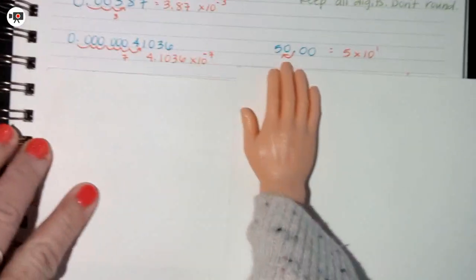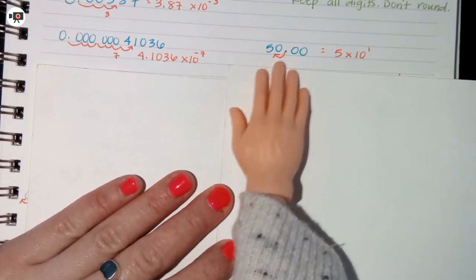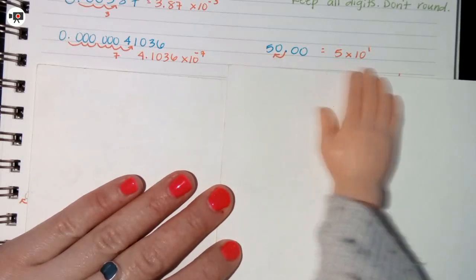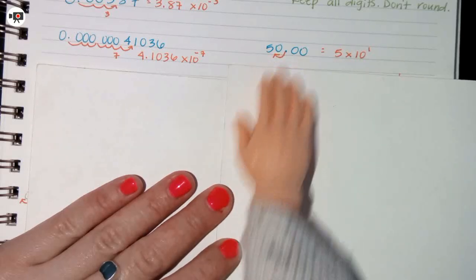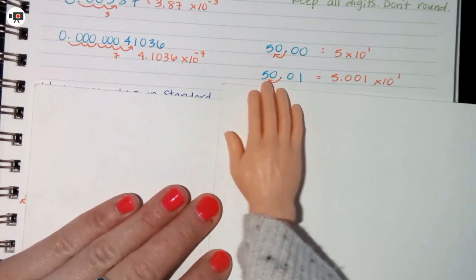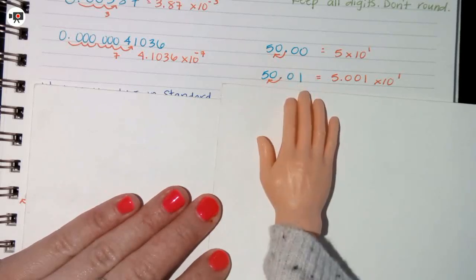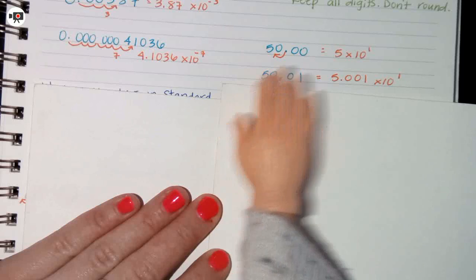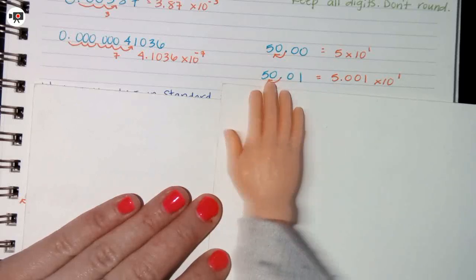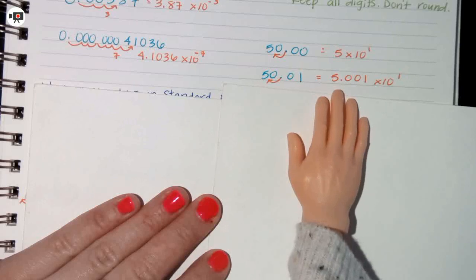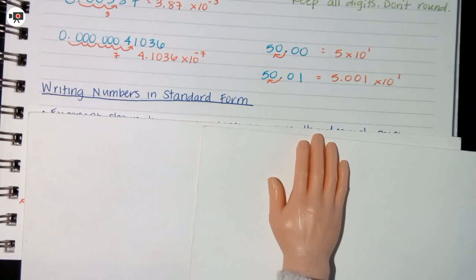Here, since they're all zeros after, I'm going to get rid of them, but the decimal is in the middle, so I only move it once to the left. So it's 5 times 10 to the first power, which is 5 times 10, which is 50. This one, 50.01, I have to keep all of these because of that number at the end. I still move it once to the left because I need the decimal right after the first non-zero number. So that's 5.001 times 10 to the first power. So that's writing in scientific notation.